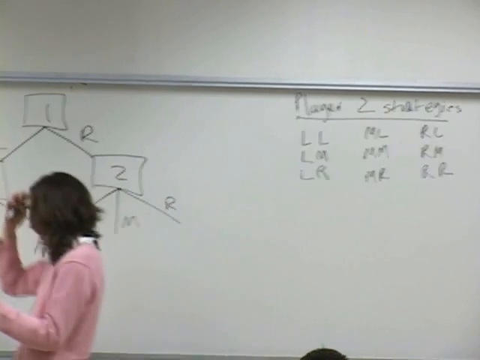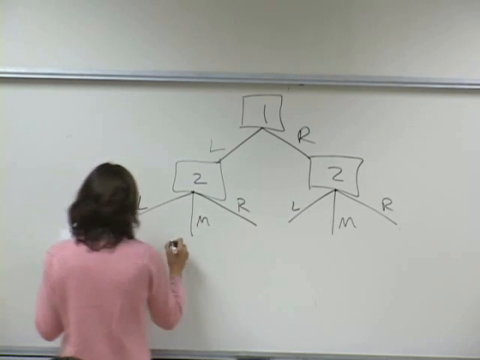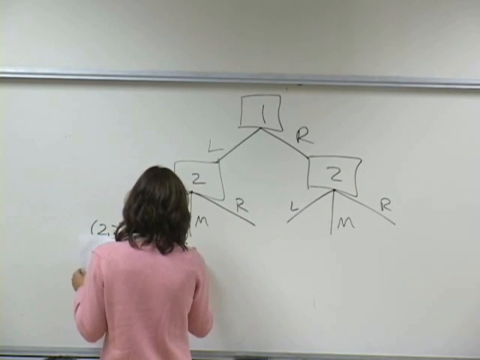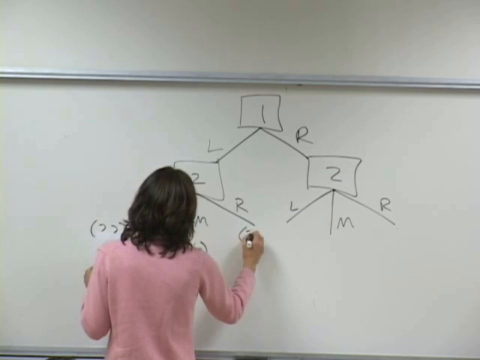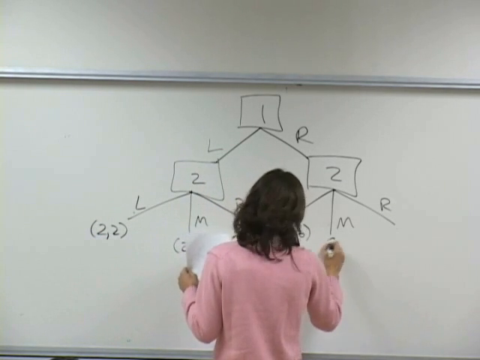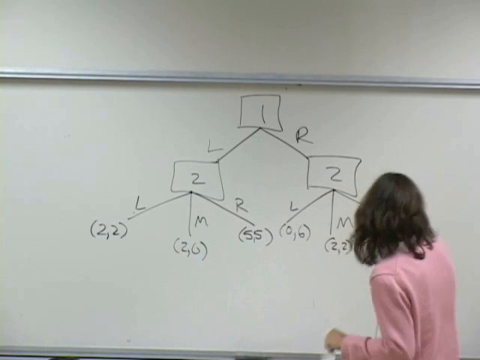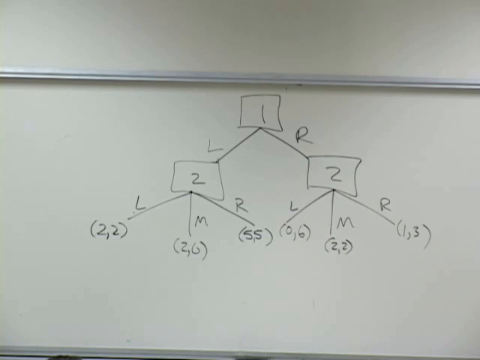Now I'm going to put those same basic payoffs in a different tree structure here. Okay, 2, 2, 2, 0, 5, 5, 0, 6, 2, 2, and 1, 3. This is such a nice pen, I don't want to lose the lid to it before it dries out.